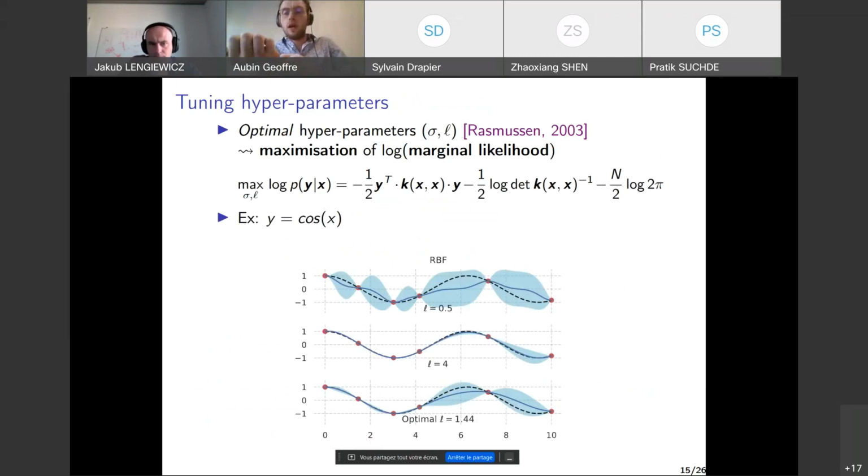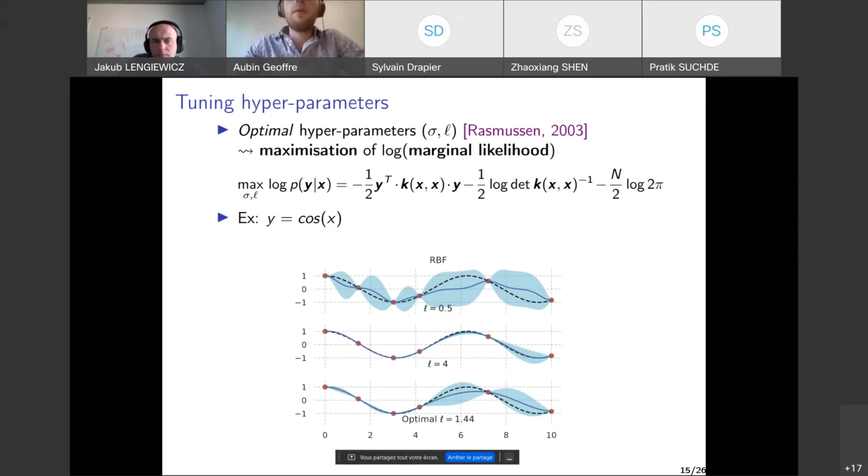This is usually made with an optimization procedure in which we are maximizing the marginal likelihood. I won't dive into much detail, but marginal likelihood is basically the probability of knowing the output, knowing the input. So we are trying to maximize this function. Here we take the logarithm because it's at first a product, so it's easier to use the log.